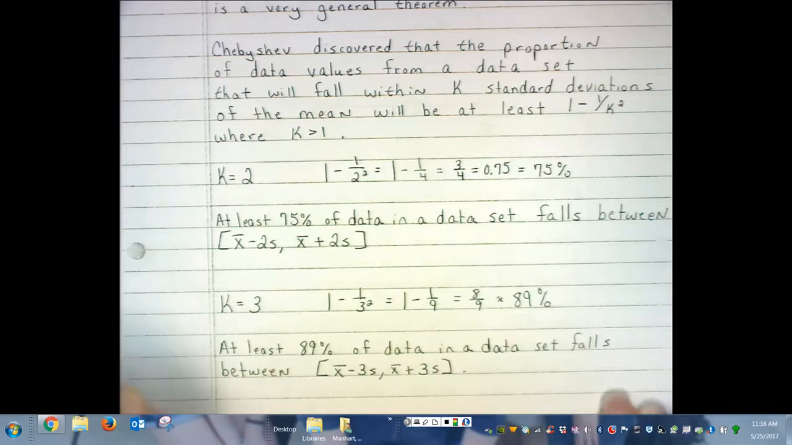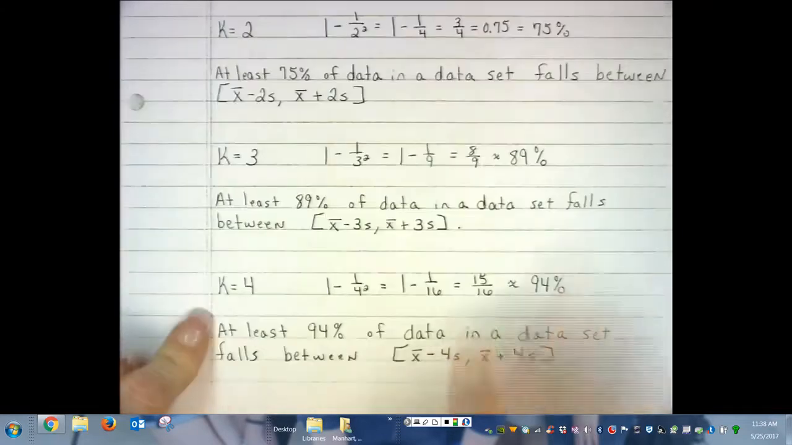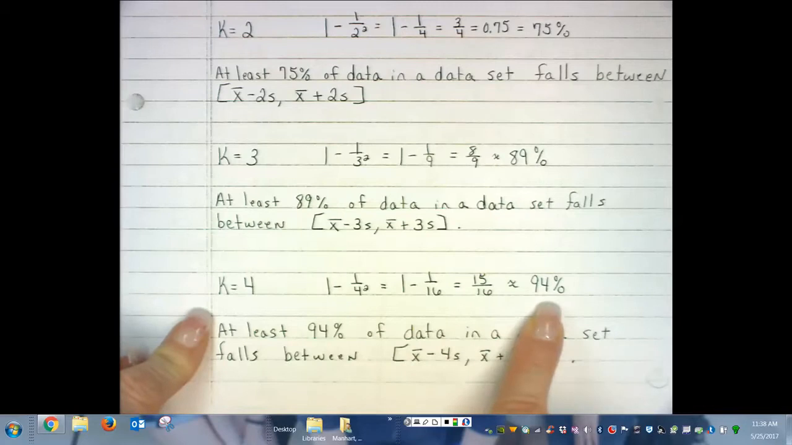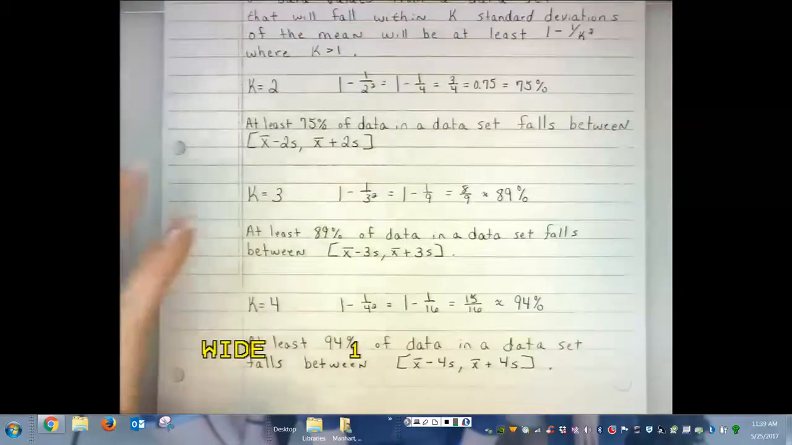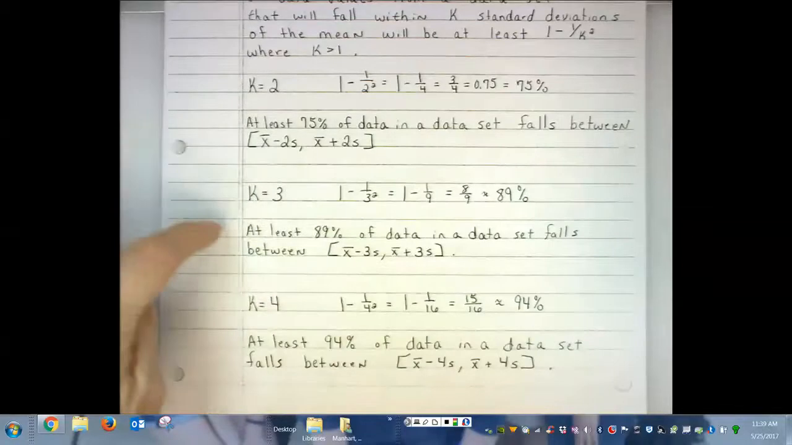And then famously, when k is 4 and you plug it into its formula and change the fraction to a decimal and then a percentage, you get 94%. All data values in a data set will fall within 4 standard deviations of the mean. And this would represent 4 standard deviations below and 4 standard deviations above. So this is his very, very general theorem: k is 2 standard deviations, 3 standard deviations, and k is 4 standard deviations.